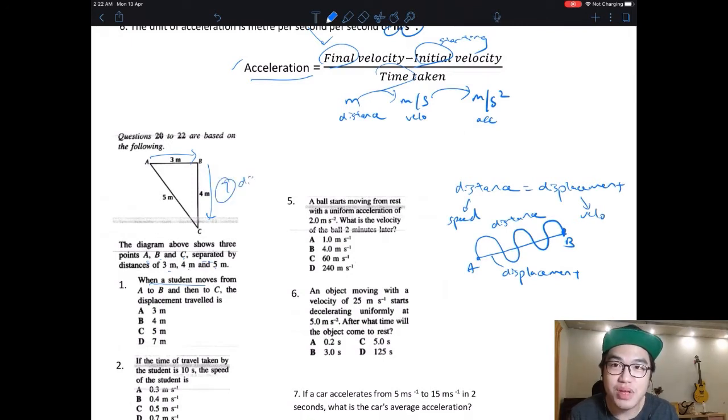So what is the displacement? Straight distance from A to C, which is 5. So this is more of an understanding question, not calculation.